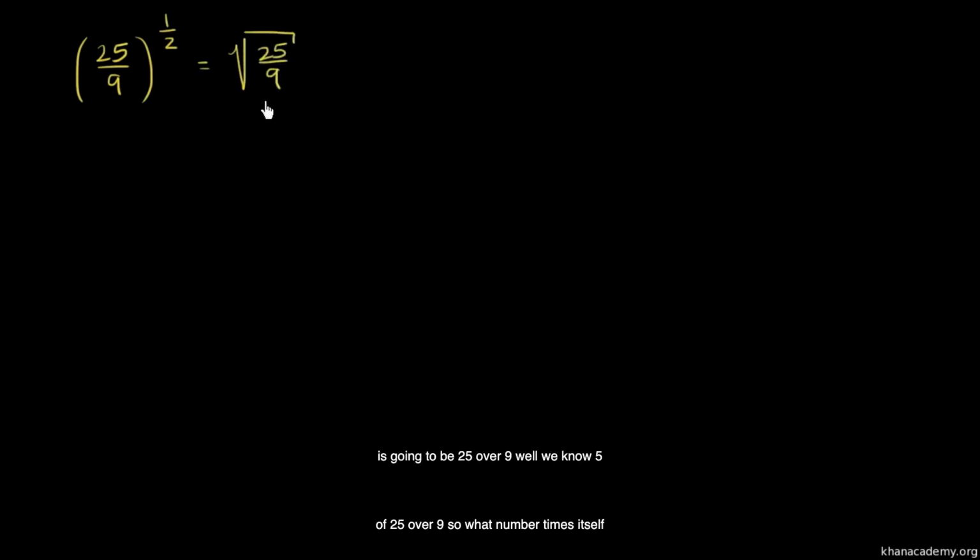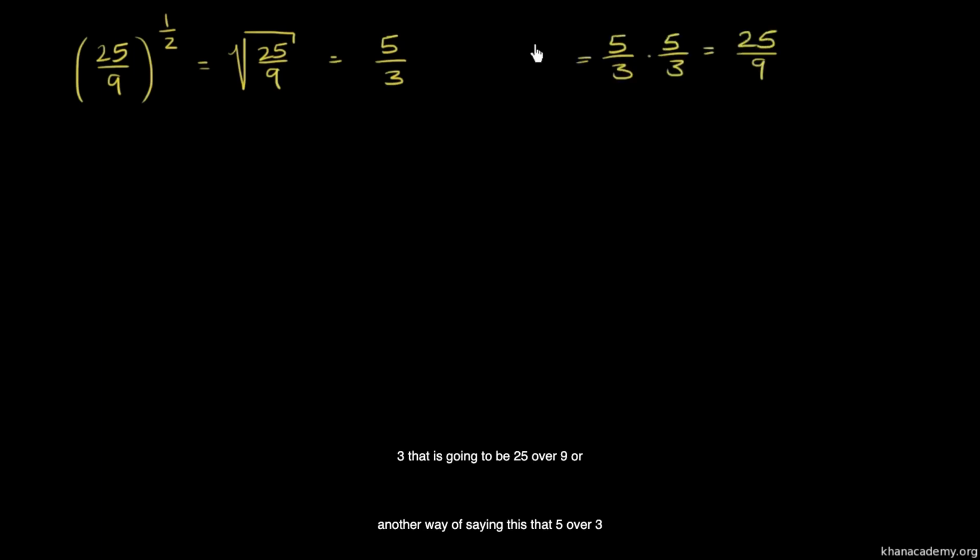So what number times itself is going to be 25 over 9? Well, we know 5 times 5 is 25, and 3 times 3 is 9. So why don't we just go with 5 over 3? Because notice, if you have 5 over 3 times 5 over 3, that is going to be 25 over 9. Or another way of saying this, 5 over 3 squared is equal to 25 over 9. So 25 over 9 to the 1/2 is going to be equal to 5/3.